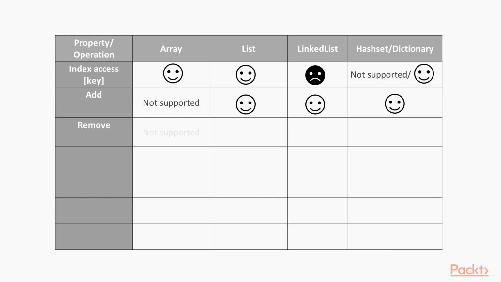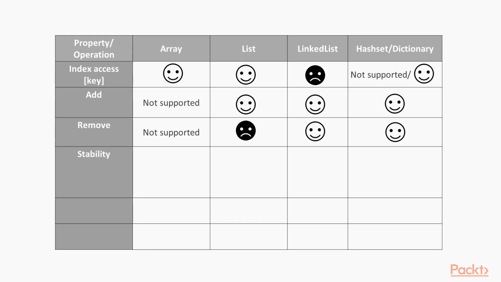Removal is also not supported in the array case, whereas for the list, it will be a little bit slow, because as we have seen, removing an element from the list will cause all the following elements to be shifted backwards. In the case of linked list, removal is also fast. In the Hashset or dictionary case, removal is also fast because the buckets are based on an array. Those buckets can very well be empty as well.